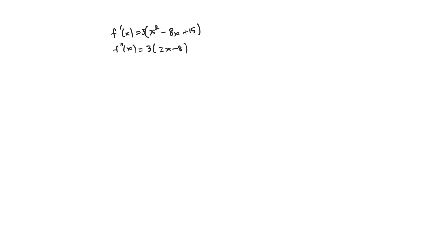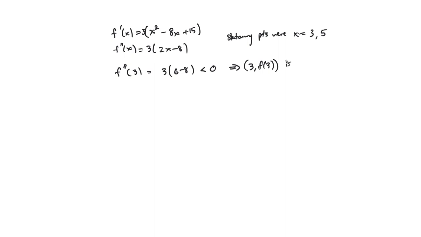And the points of interest are the stationary points, where x equals 3 and 5. So if I compute f double prime of 3, I get 3 times 6 minus 8, which is whatever, I don't care, it's negative. And that means that 3 comma f of 3 is a local max. The reason is that the second derivative at 3 being negative means that locally the function looks sort of like that, where we just went through a maximum.